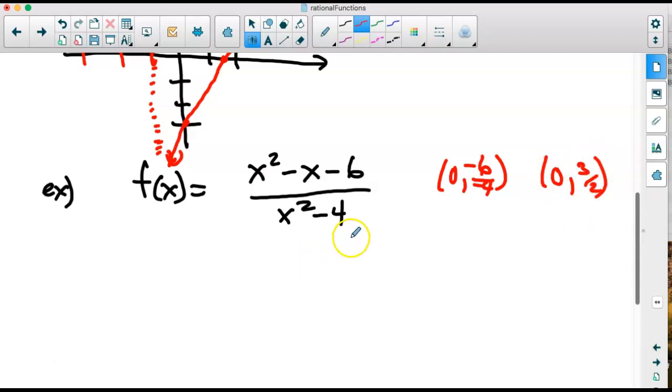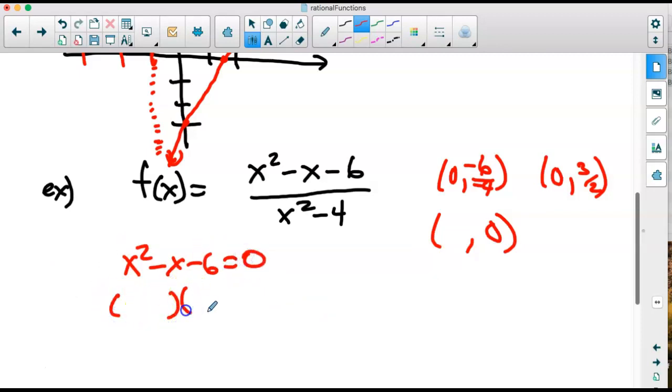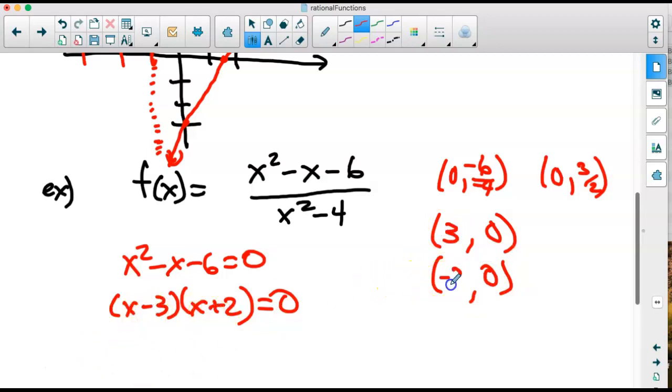And then what we want to do is look at where the top is equal to 0, because that's how we find these values here. We would take this x squared minus x minus 6 equals 0, and we had factored it in the previous side, and that was x minus 3 and x plus 2. So that means I actually have 2 x-intercepts: 3, because 3 minus 3 is 0, and negative 2.